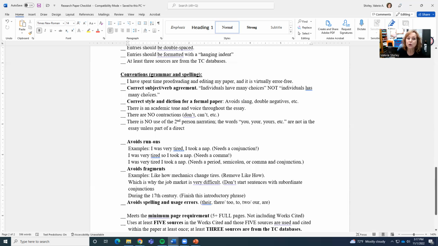Okay, here are some writing conventions. This talks about you have proofread your paper and edited it, and you believe that it's nearly error-free.